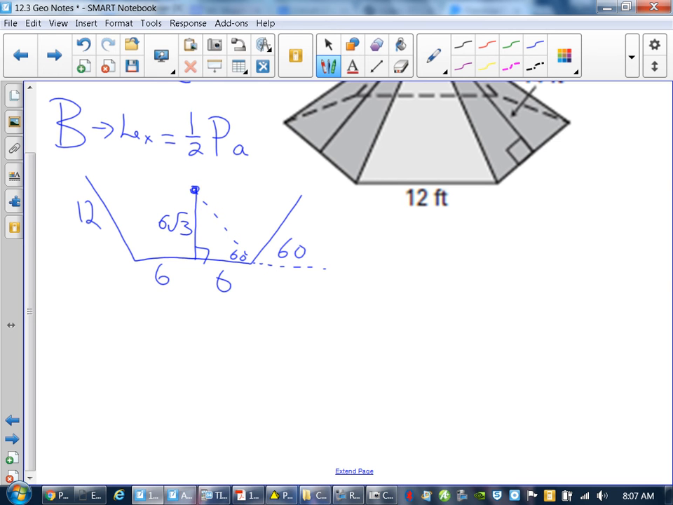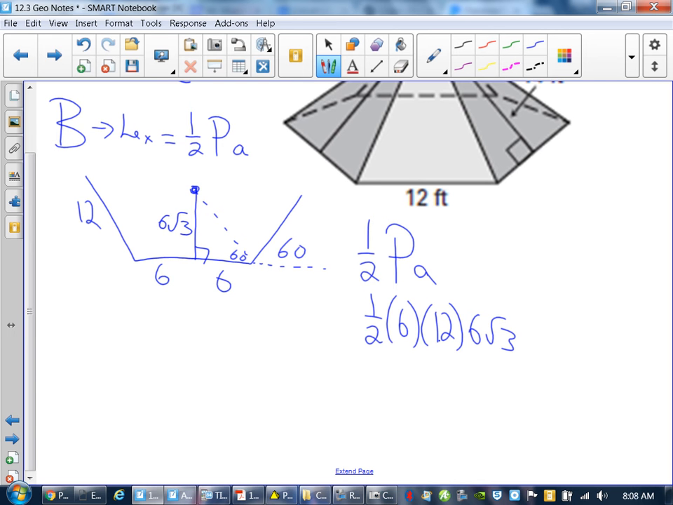Now, if you forgot that, could you use tangent and get the decimal? Absolutely. 30, 60, 90 triangles are your friends. So that means you have one half perimeter apothem. Well, that's one half times 6 sides of 12 times a 6 root 3. That equals your big B.